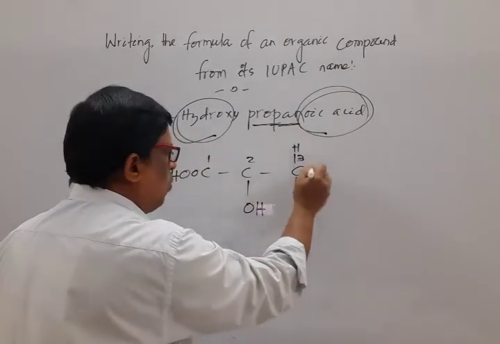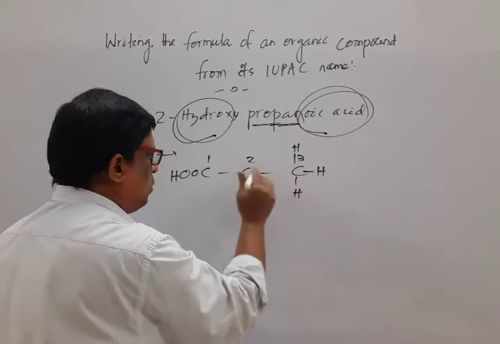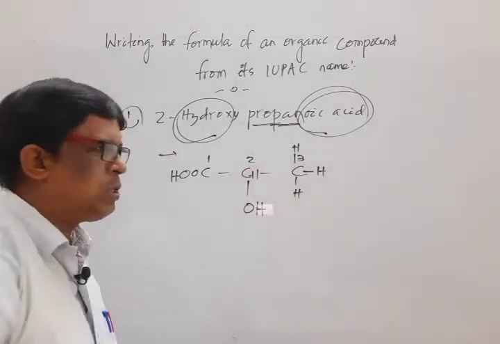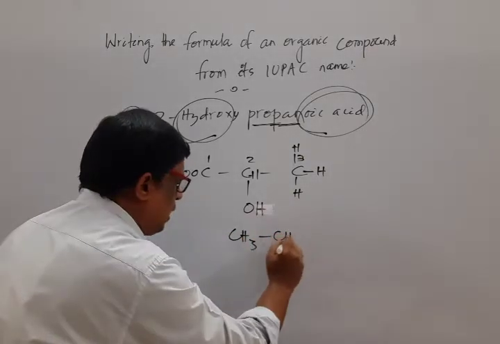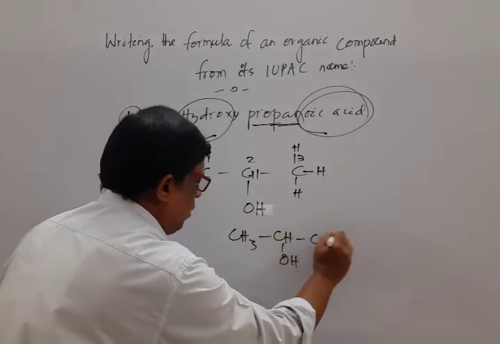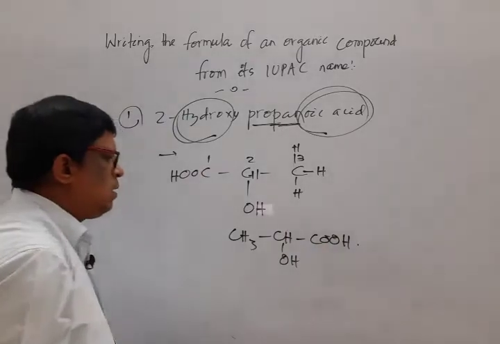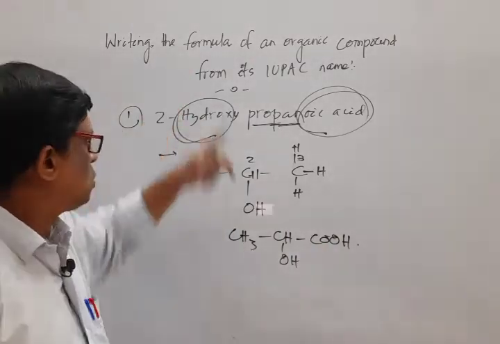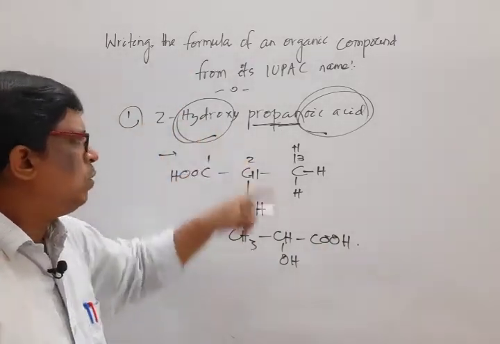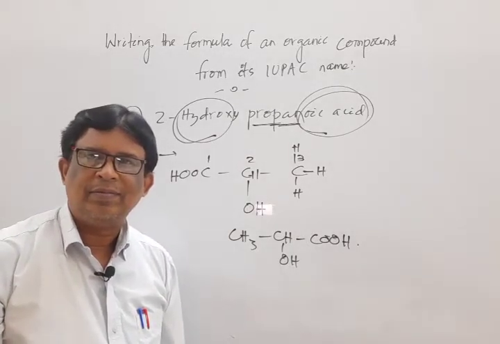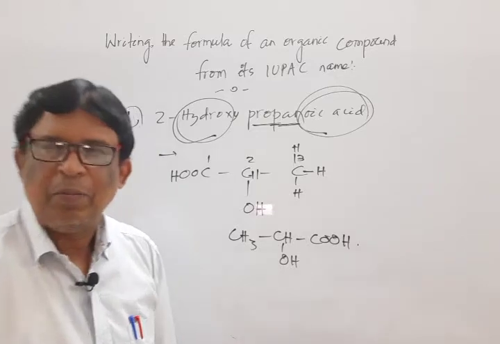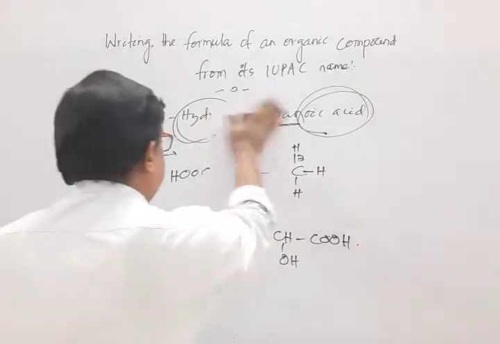Mark that here 1, 2, 3, 4. Here 1, 2, 3, 1 H. This is the final structure. Rearranging, we write CH3CH(OH)COOH. It is the structural formula for 2-hydroxypropanoic acid. Any doubt? No doubt. Good. Move to another example.